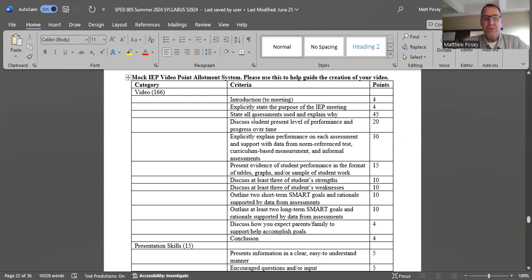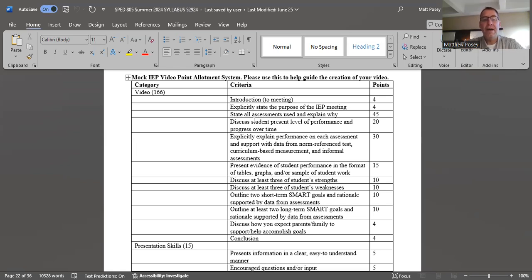Next, you're going to go right into and explain and state all the assessments that you've used, talk about the specific informals that you used, talk about the specific norm reference assessment that you selected, and then also you're going to talk about the CBM Pro. Okay, and you're going to state those assessments and you're going to explain why you used them.